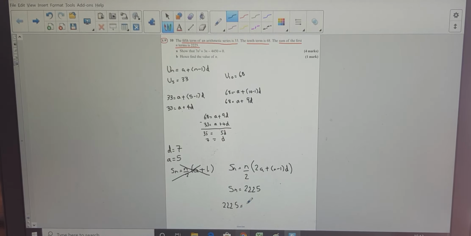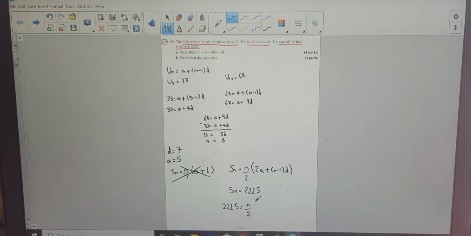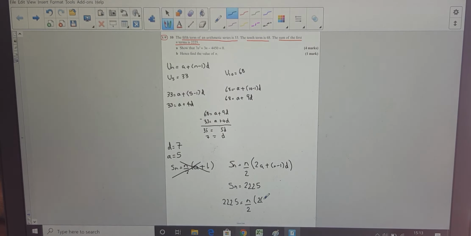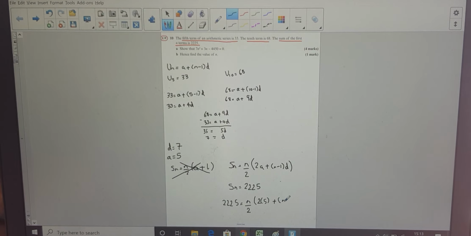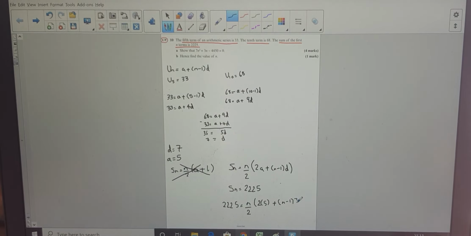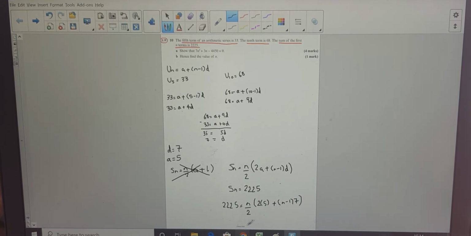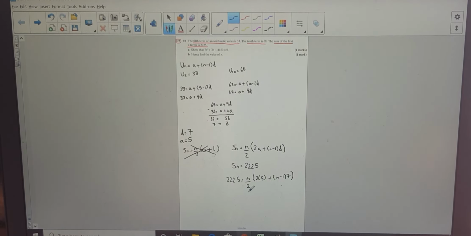2,225 equals n over 2 multiplied by 2 lots of A. 2 lots of A is 2 lots of 5, plus n minus 1, all of that multiplied by 7. Typically we put that 7 first. Close bracket. Okay, so if I multiply all through by 2, that would basically get rid of that. Remember, this is the same as if all of it was over 2. So 2 times 2,225 is 4,450.